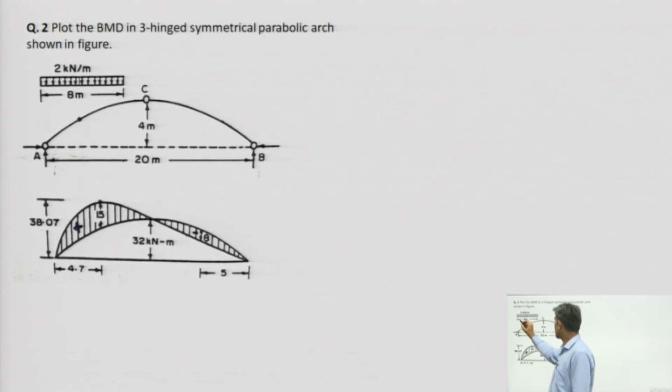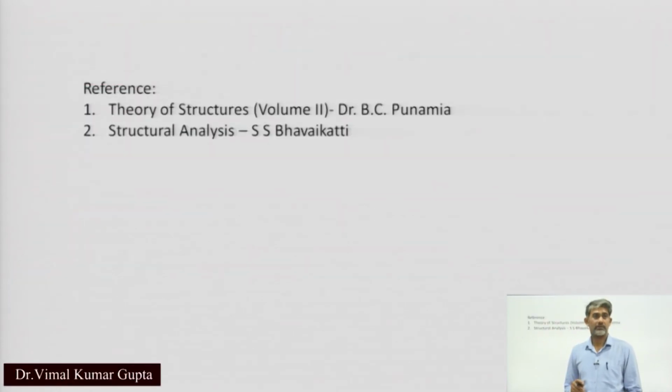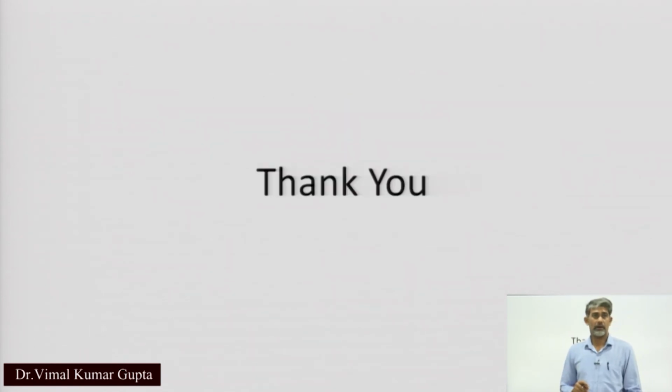If the loading is UDL, then what will change? The H y moment is exactly the same as in the case of point load, and the beam moment will have this shape. So, the positive and negative moments we will calculate by a similar method as explained previously. Yes. So, references, and thank you.